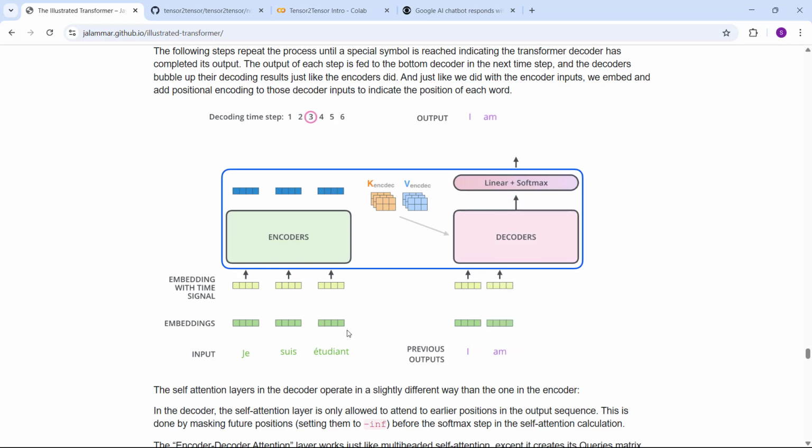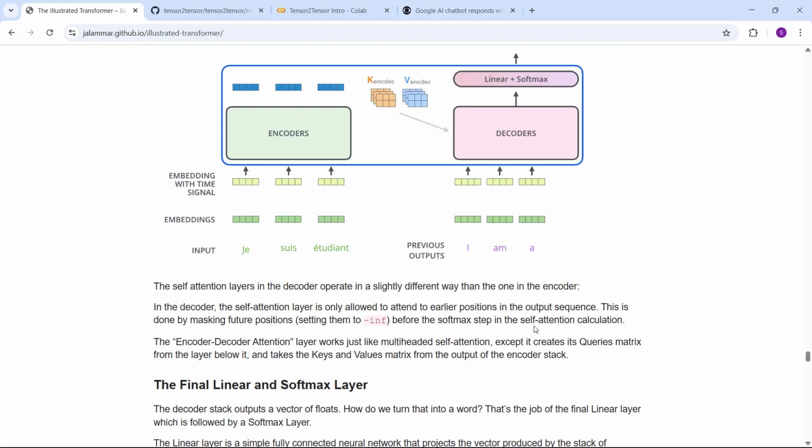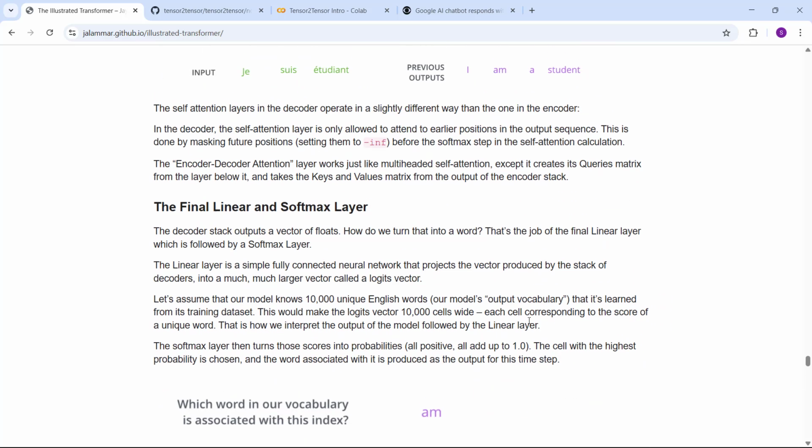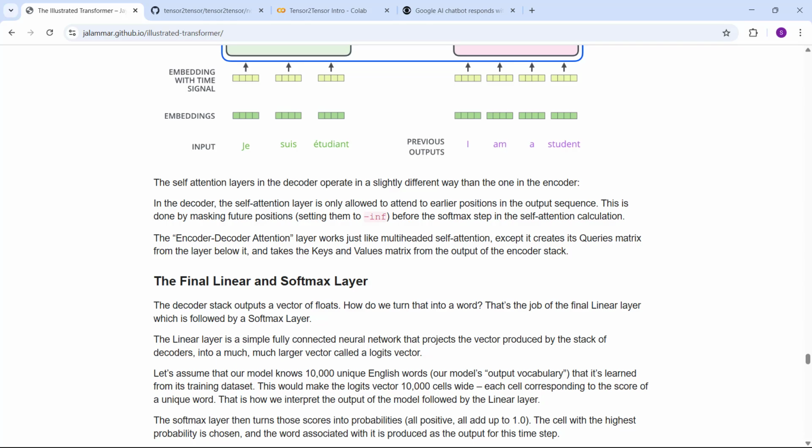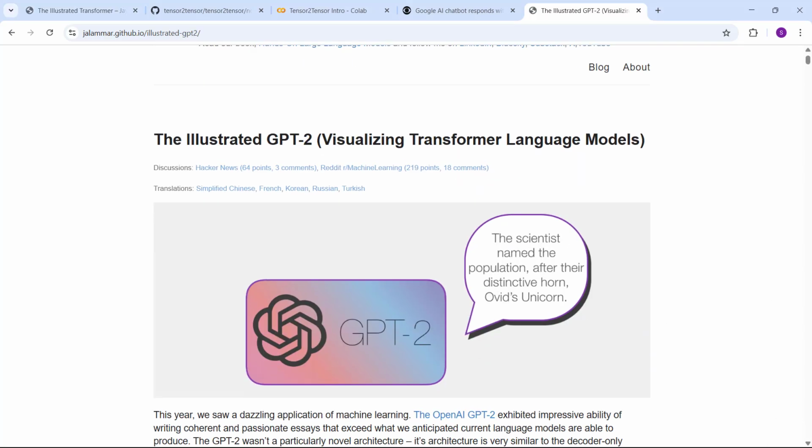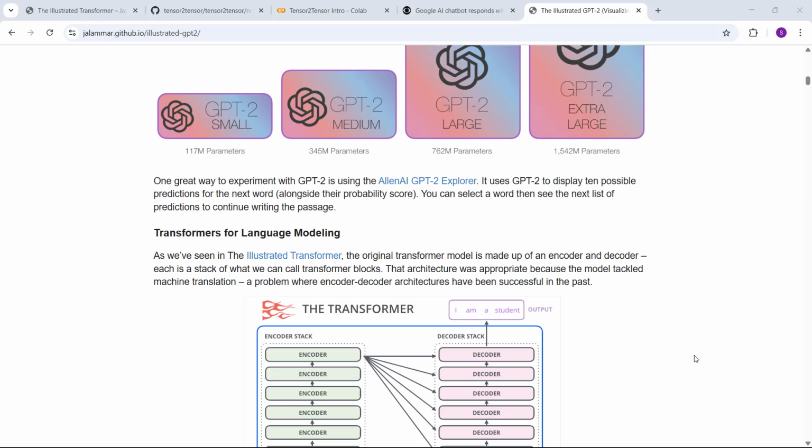So far we saw an example of the encoder-decoder transformer architecture with a language translation example. Now I have another article that shows only the decoder model. So let me take you here, so we can see only the decoder part of it.